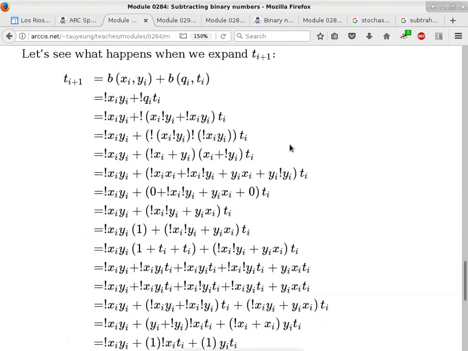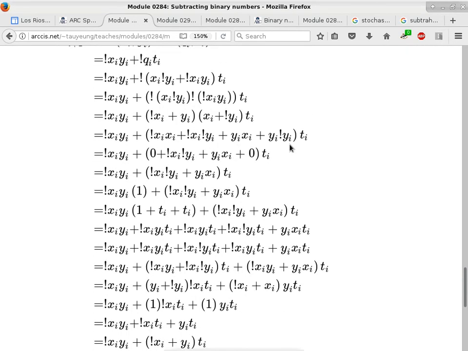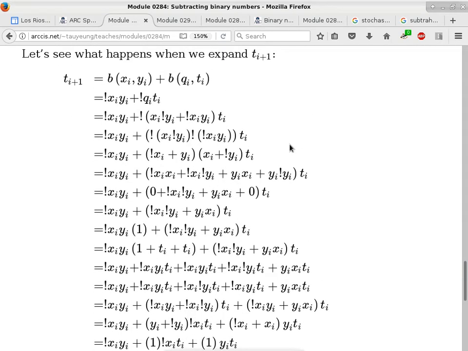Okay, so I know how much you guys like Boolean algebra, so we are going to do it again. Love it. Okay.